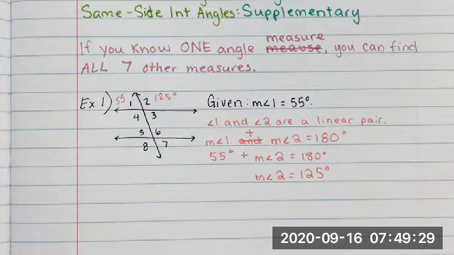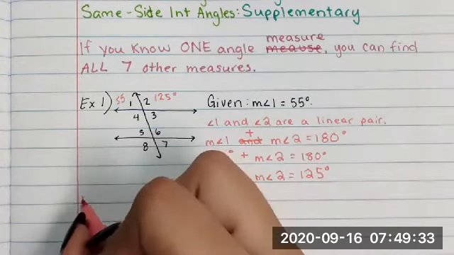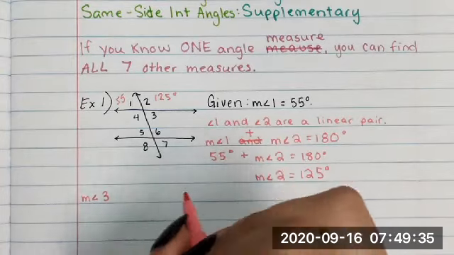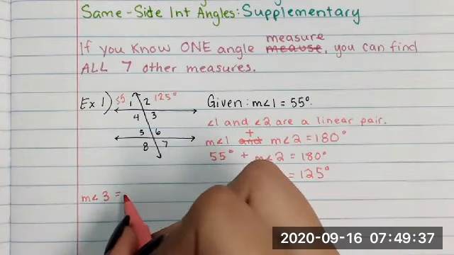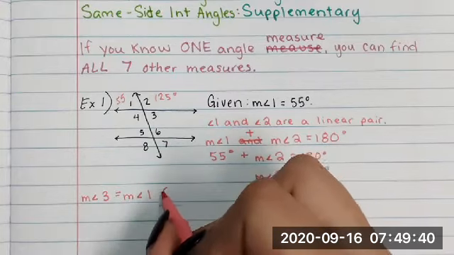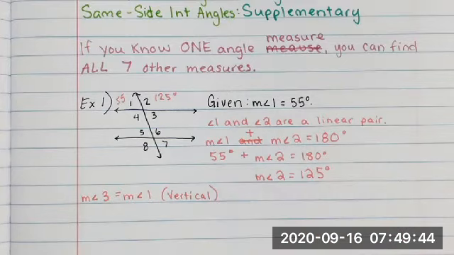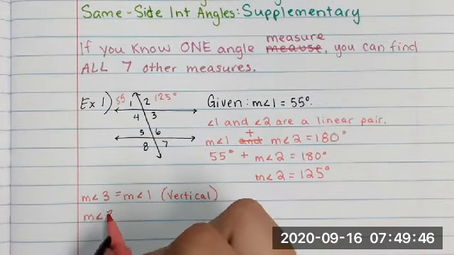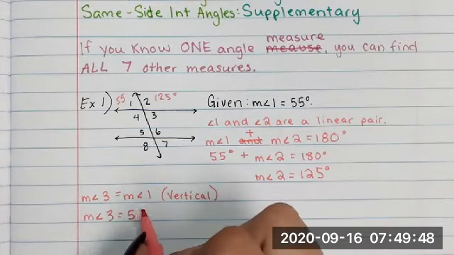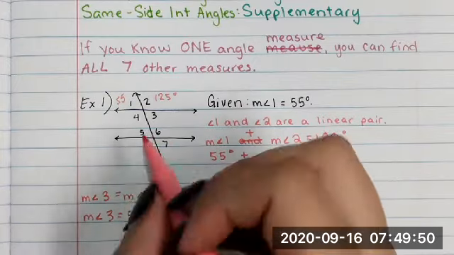Now I'll keep going in order. So that was 2. The measure of angle 3 is equal to the measure of angle 1 because they're vertical. So the measure of angle 3 is 55 degrees as well.